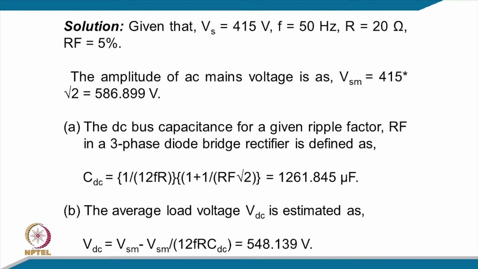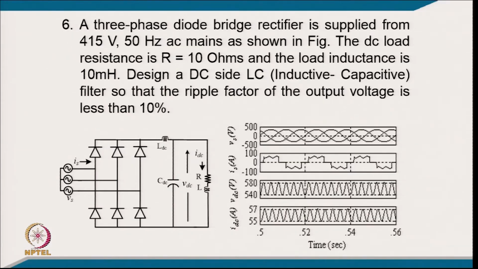So, it comes typically to 1261.845 microfarad, and the average voltage is estimated as VSM minus VSM upon 12 FRCDS. So, it comes 548.19139 volt.